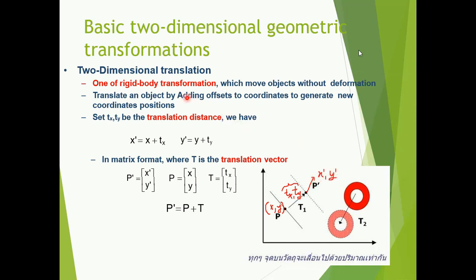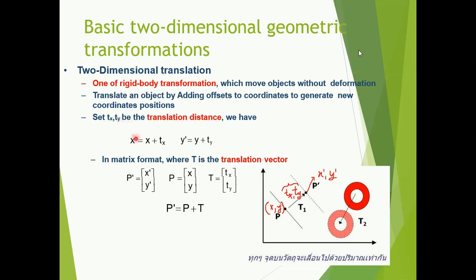So what is this offset? You add the Tx and Ty values, which is called the offset, to the original coordinate values, and you have generated new coordinate positions. What are the new coordinate positions? x dash comma y dash. So let Tx comma Ty be the translation distance we have.